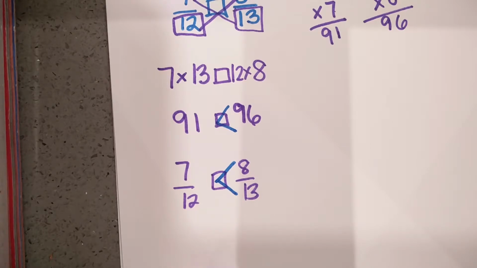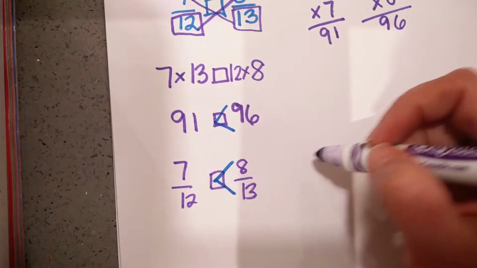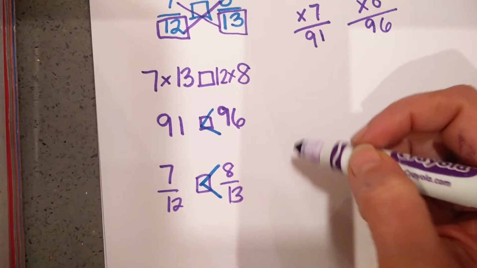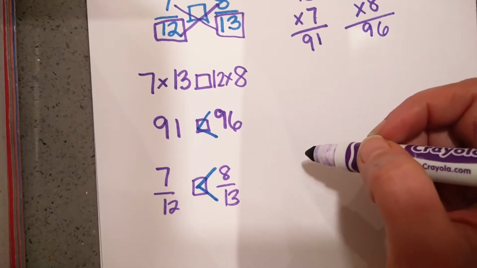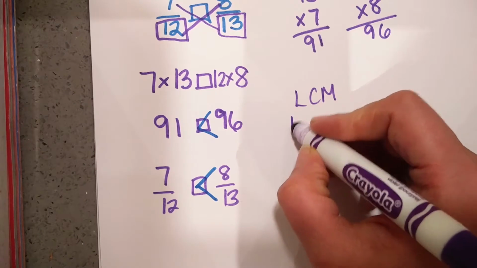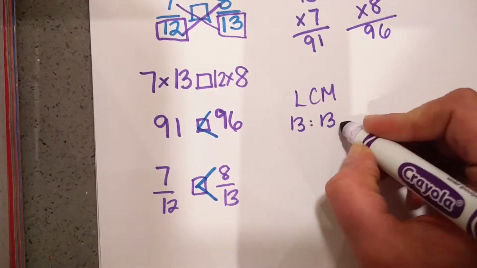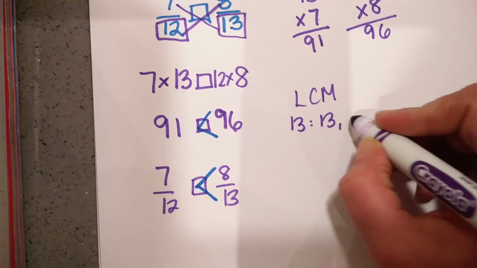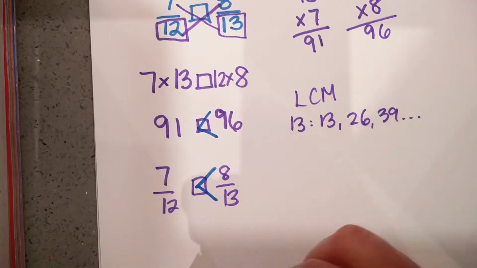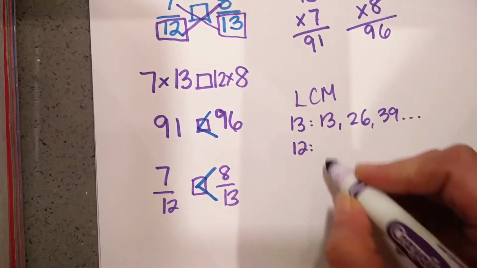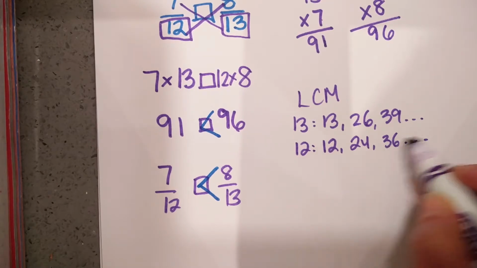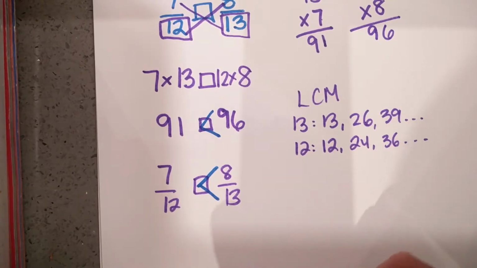Now, what if we wanted to compare these two numbers? What if we wanted to take 7/12 and 8/13, and we wanted to compare them using what we know about lowest common multiple? I mean, you can sit there and you can go 13 equals 13, and then write out the multiples of 13: 13, 26, 39, and so on and so on. And you can take 12 and you can write out the multiples of 12. You've got 12, 24, 36, so on and so on. And hope that at some point you find a multiple that matches.